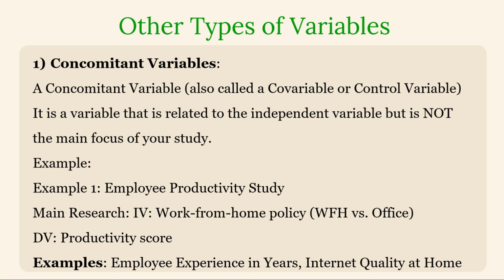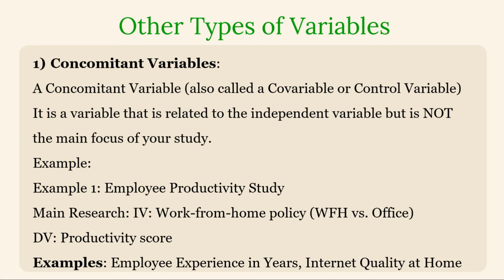The next type of variable is the concomitant variable. A concomitant variable is also called a co-variable or control variable, which is similar to or related to the independent variable, but it is not actually considered in our research study.